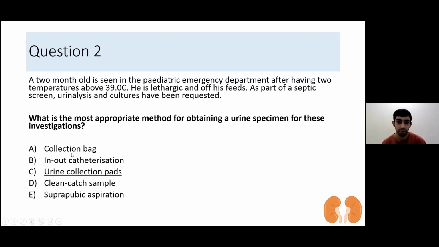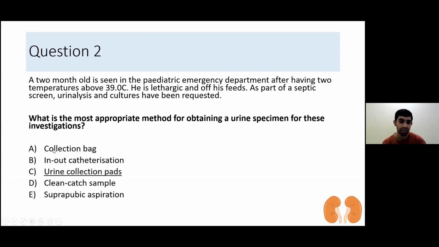Now, in certain parts of the world, collection bags are common. And what collection bags are, for those that haven't seen them, is essentially a plastic bag with an opening on them, which you place over the genital area so that female patients can pass urine into, or you pass the penis through it so that it can then collect the urine when the baby passes urine.